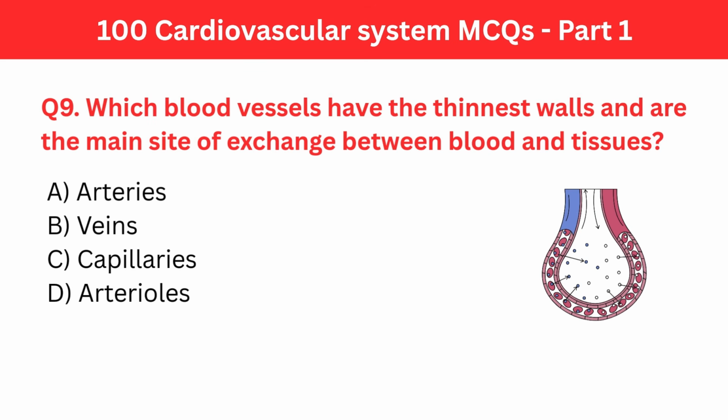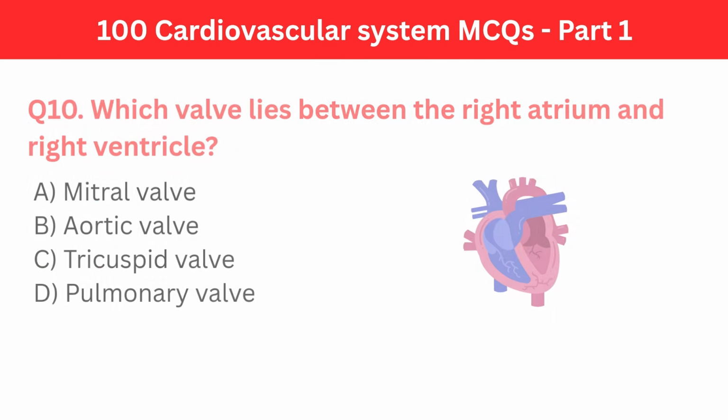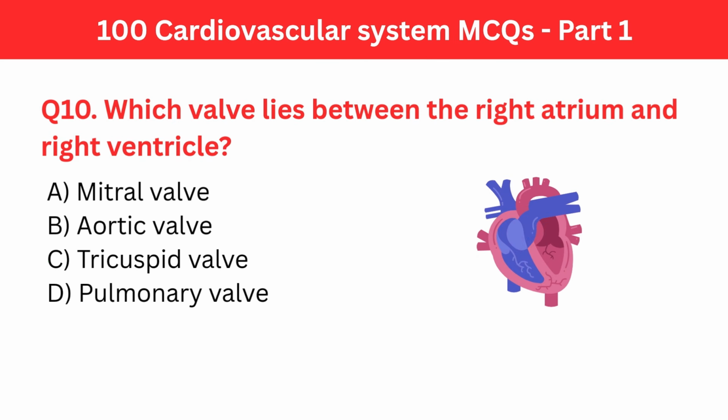Which blood vessels have the thinnest walls and are the main site of exchange between blood and tissue? The right option is C. It's capillaries. Question number 10.